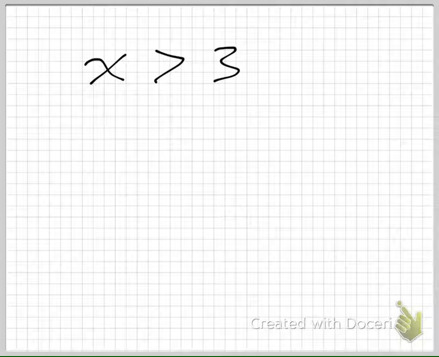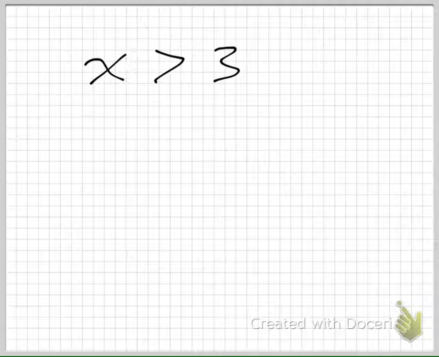Whenever I say greater than or less than, people hesitate. Which one is it? This is greater than. How do you know that? You read it from left to right. Actually, more important than that, you read it from the variable's point of view. You would say that x is greater than 3.